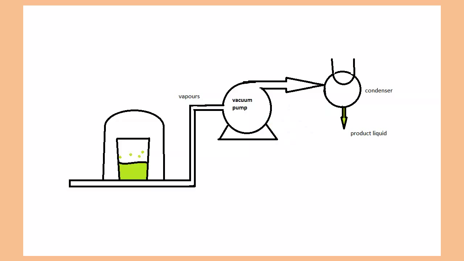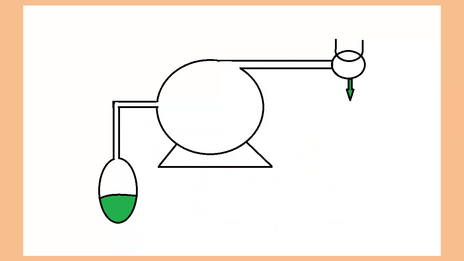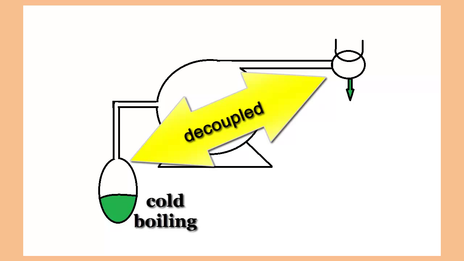An arrangement like this might be useful at lab scale, but is rarely, if ever, used at industrial scale. The vacuum pumps would be enormous and incur unacceptable energy costs. But at least this demonstrates that very low temperature distillation is possible when the condenser is decoupled from the evaporator.